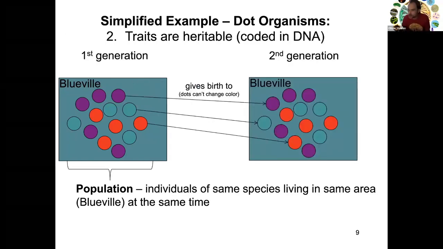So that's the first requirement, is there's variation, and you'll see why that's important in a couple slides here. So there's variation in trait. The second requirement is that traits are heritable. In other words, they're coded in DNA so they can be passed from parent to offspring.